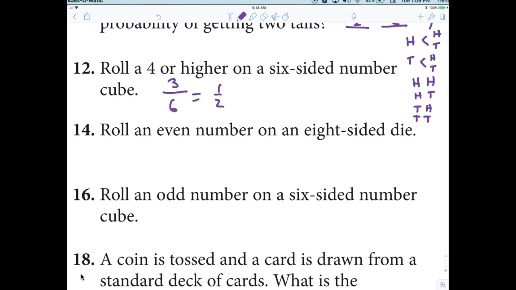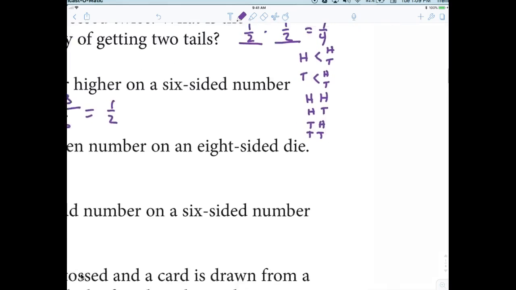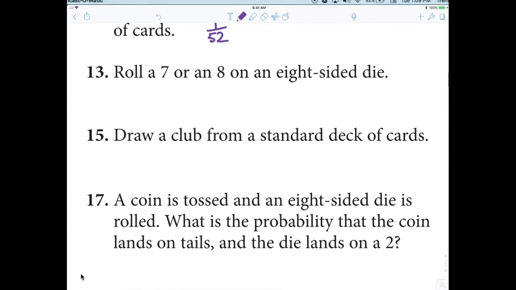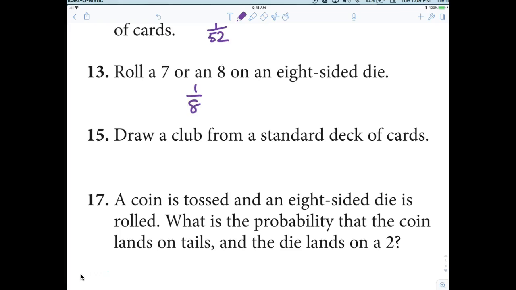All right, see if you're doing better. 13. What's the probability that I roll a 7 on an 8-sided dice? I got 1/8. I got 1/4. It says roll a 7 or an 8 on an 8-sided dice.